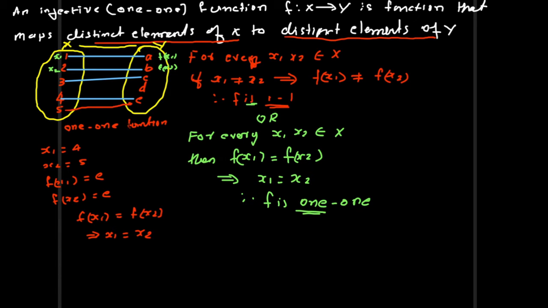F is one-one. But here, in this case, 4 and 5 have the same image, but 4 and 5 are different. If these two coincide, this becomes only one map. If x1 equals x2, these two have only one image, then this becomes one-one. Clear? These two methods we can use, either this or this one, to show a one-one function.